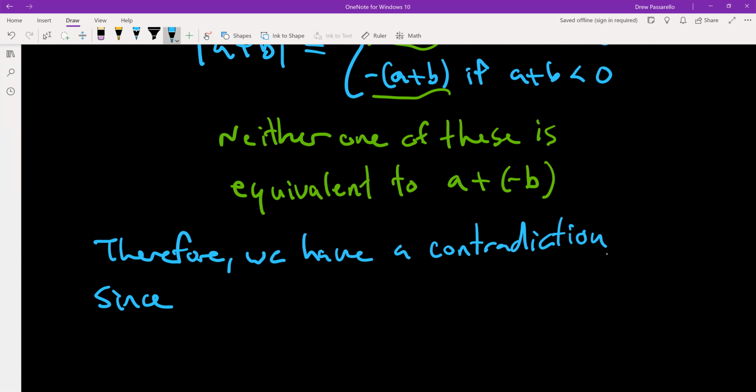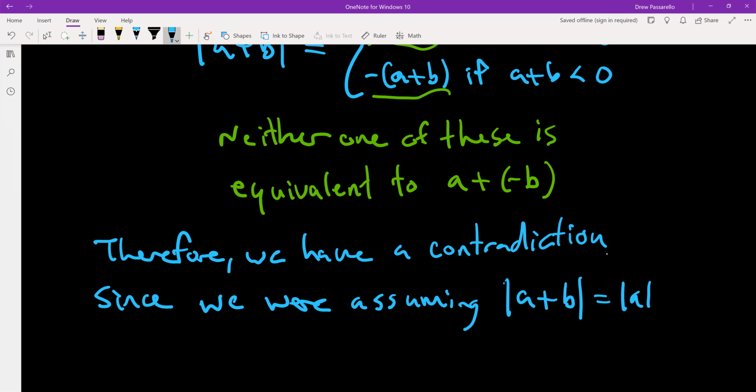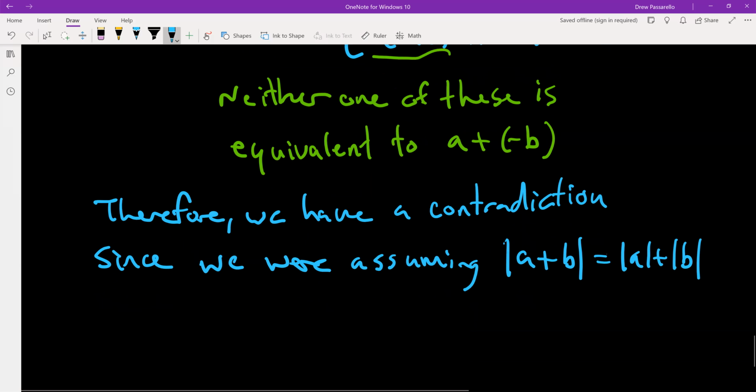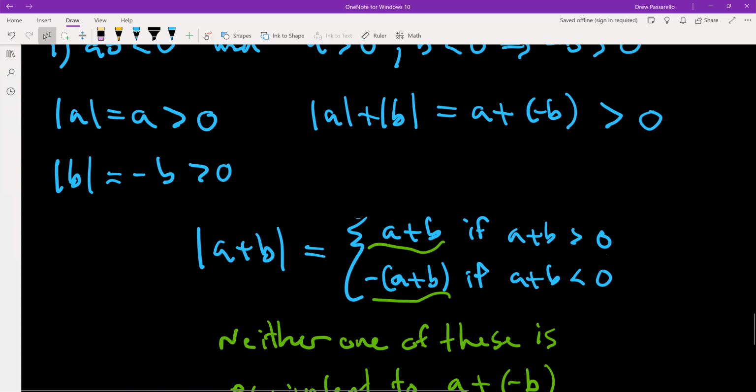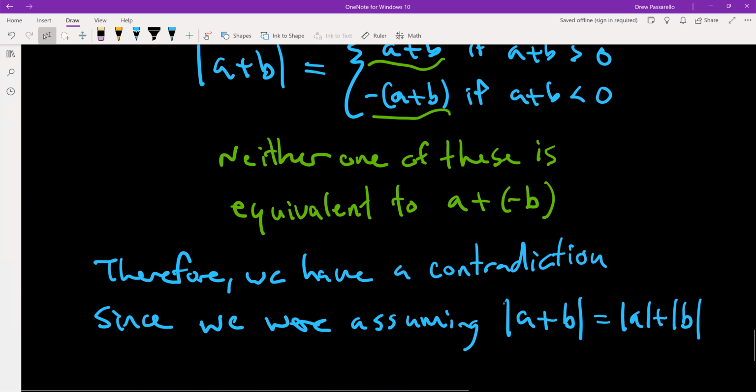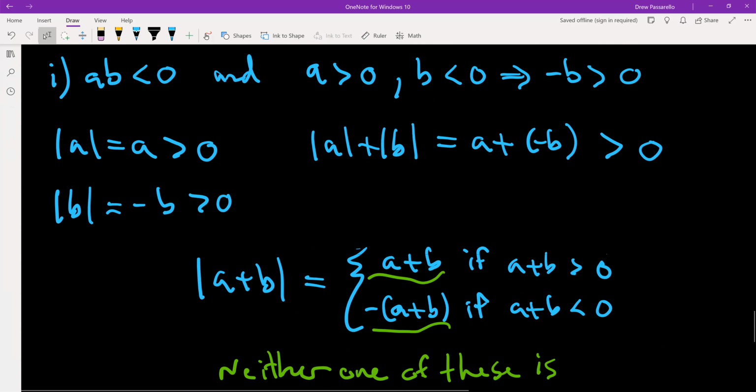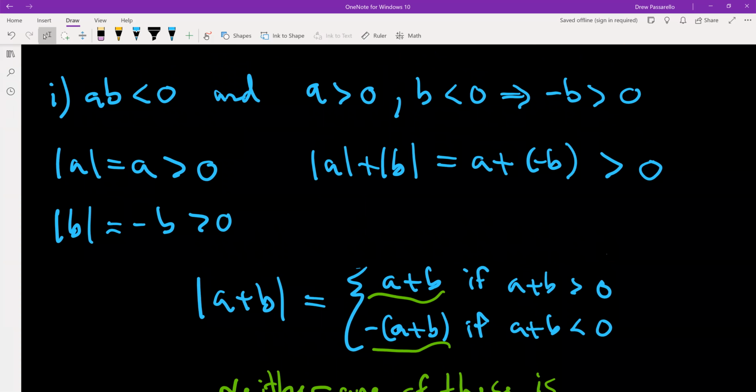Since we were assuming the absolute value of a plus b is equal to the absolute value of a plus the absolute value of b. All right, and that means since we assumed that and proved otherwise, that gave us a contradiction, and that was using when a is positive, b is negative.